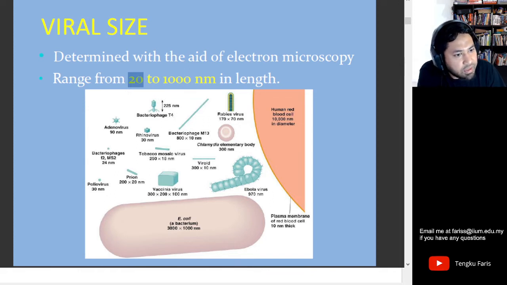Within this diagram, the images of the viruses, like the Ebola virus, are quite big and long. We can see E. coli in comparison. It's kind of like E. coli can eat all of these viruses, but that's not the case. So this is just a side-by-side comparison to see how big, how small, or how long the viruses are. These are the types of viruses that we are going to learn today.